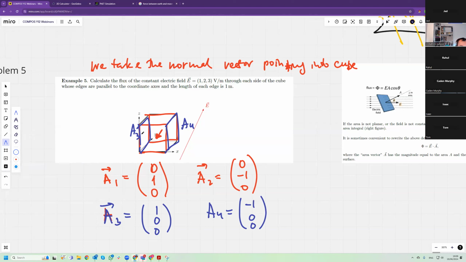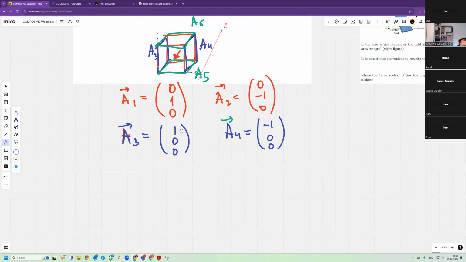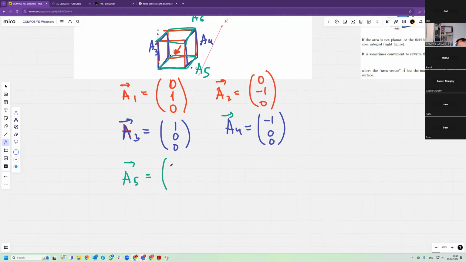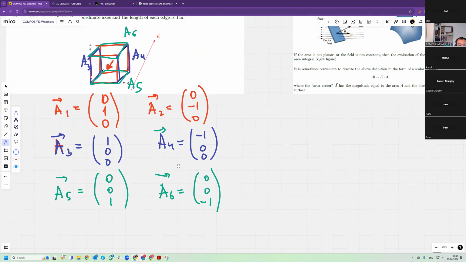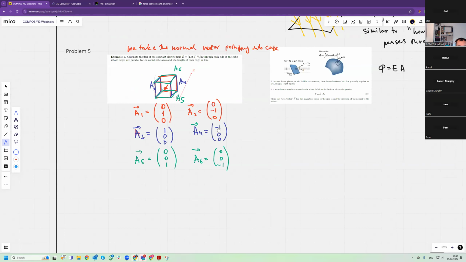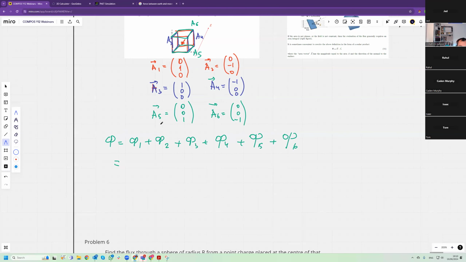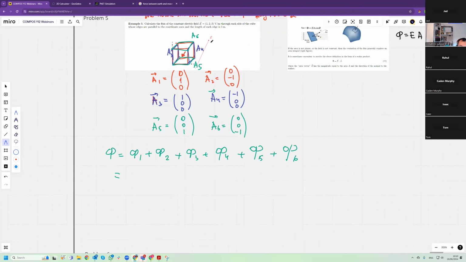And then finally, we have the top surface and the bottom surface. We'll call the bottom surface A5 and the top surface A6. So A5 is 0, 0, 1, and A6 is 0, 0, minus 1. And yeah, so the flux is phi1 plus phi2 plus phi3 plus phi4 plus phi5 plus phi6, which is equal to the scalar product of E times A. And E is 1, 2, 3.